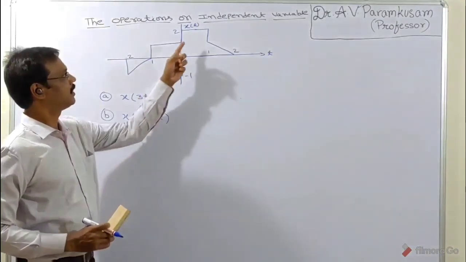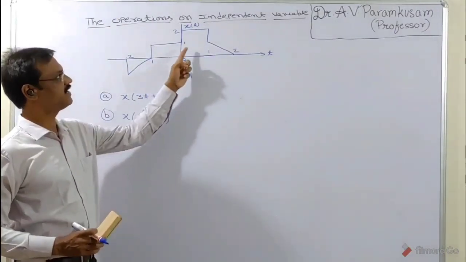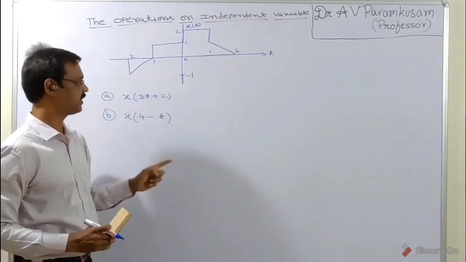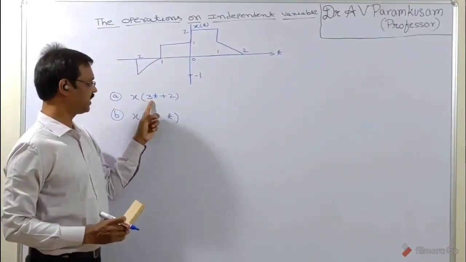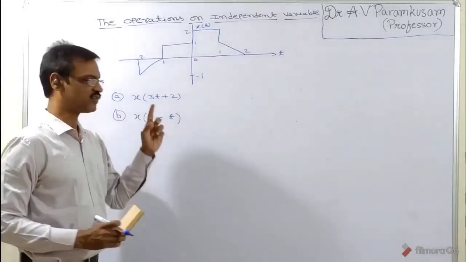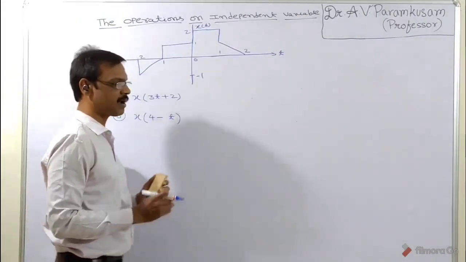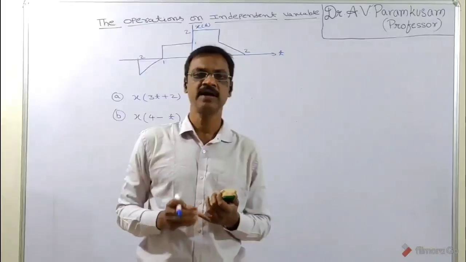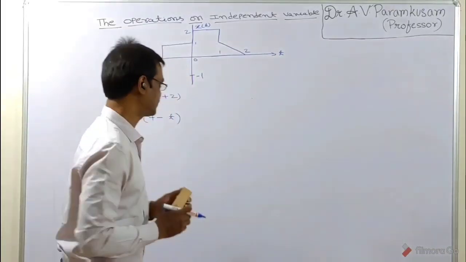Now we solve one problem. X of t is given. This is the signal x of t. Let us draw x of 3t plus 2 and x of 4 minus t by applying the first procedure. What is the first procedure? Apply time shifting as the first step. Next, time scaling as the next step.